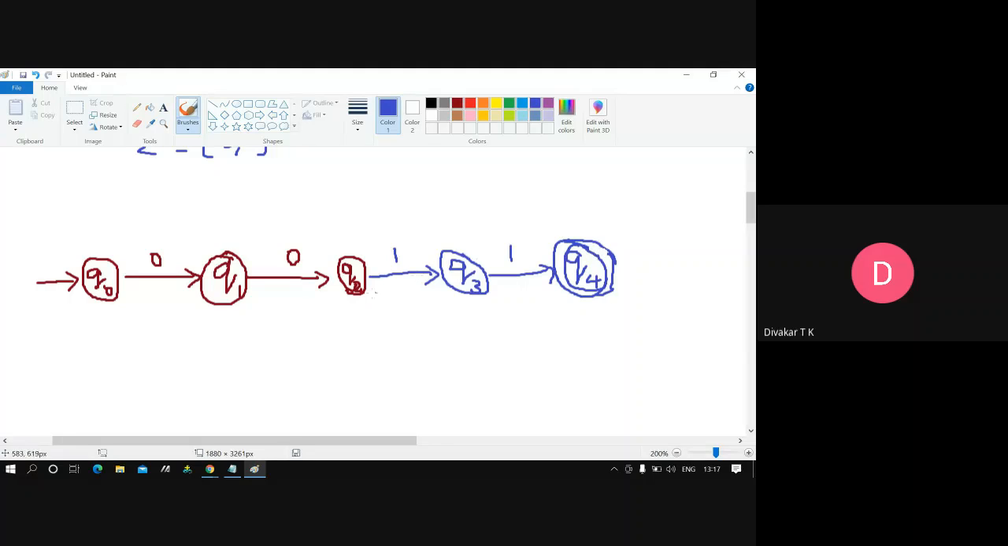Now, did I complete my DFA diagram? No, I have just written one way, meaning in a straight way. We have written 0 0 0 1 1. That I have written. The first basic part is completed.